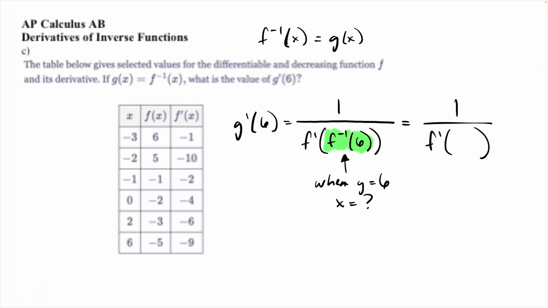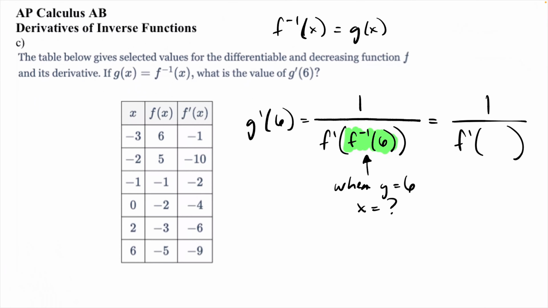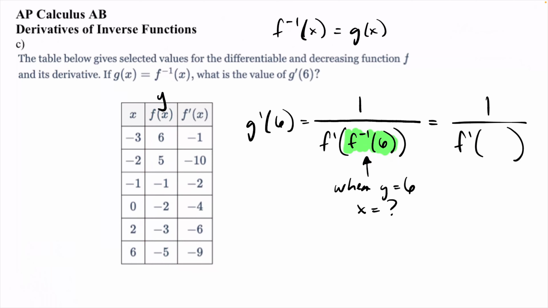When y is 6, what is x? Look at the table. -3? Yeah, -3. This is all the y's here, because f of x is y. So y is 6 at the top. So when y is 6, x is -3. So we're going to put -3 in there.